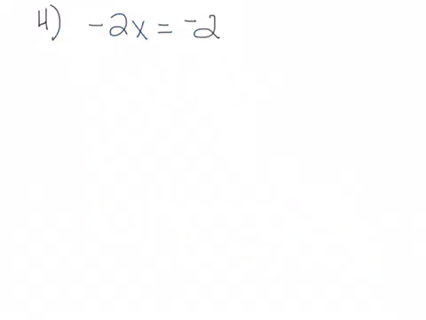Let's try another one. This time we have negative 2x is equal to negative 2. Keeping in mind we're trying to get x on a side by itself, it only has negative 2 multiplied with it. So to undo multiplication by negative 2, we're going to divide both sides by negative 2.